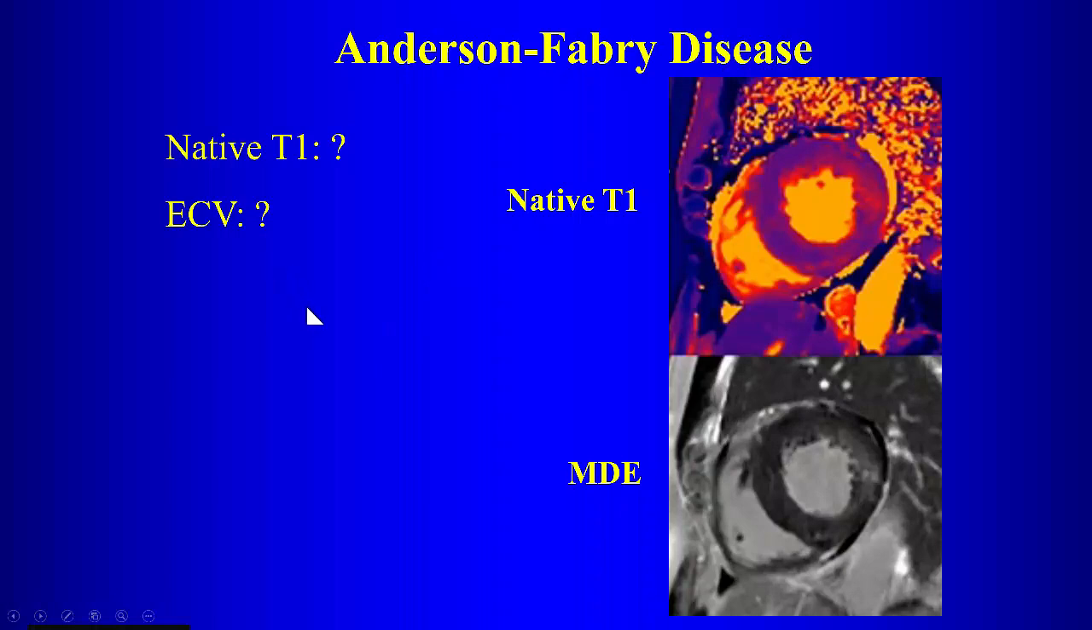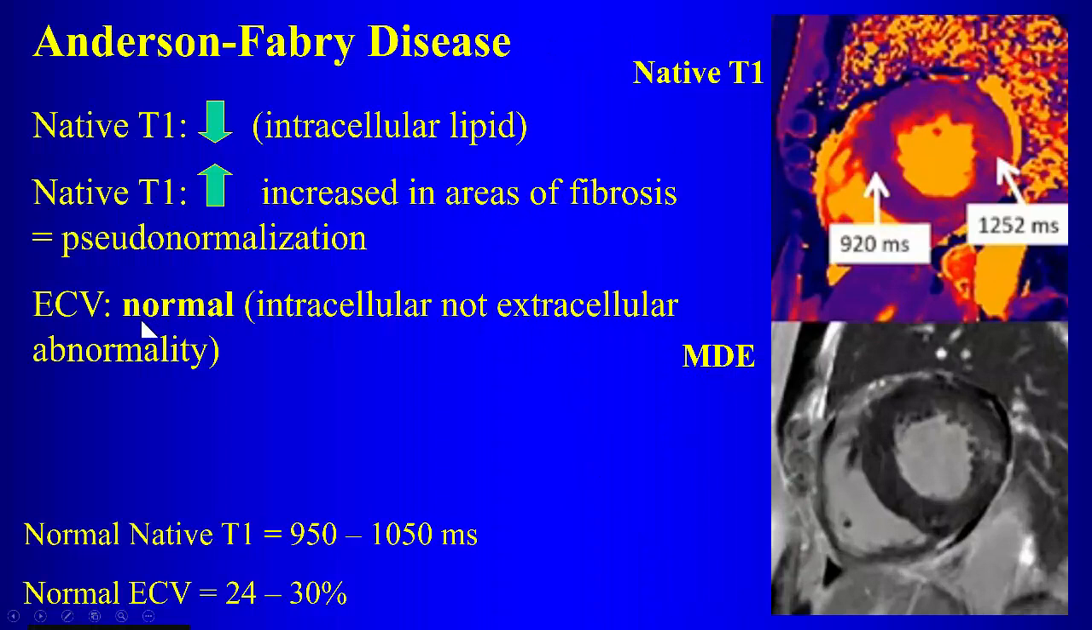Doesn't change. So the ECV doesn't change. The native T1, where there is intracellular lipid, will go down because the lipid shortens the T1 time. So you can see here along the interventricular septum that native T1 time is decreased. However, where we have fibrosis, where we have the abnormal enhancement, that works in the opposite direction, and so that can actually increase the T1 time. So sometimes if you have the right balance of both, it can actually be normal.